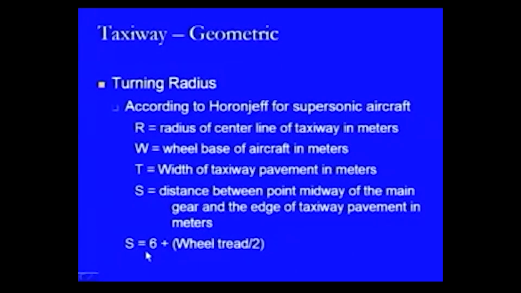So, this is how the values have been defined for this turning radius, and S is the distance between the point midway of the main gear and the edge of the taxiway pavement, computed as 6 plus wheel tread divided by 2. This wheel tread we have already discussed. This is the distance between the two main gears located below the wings.